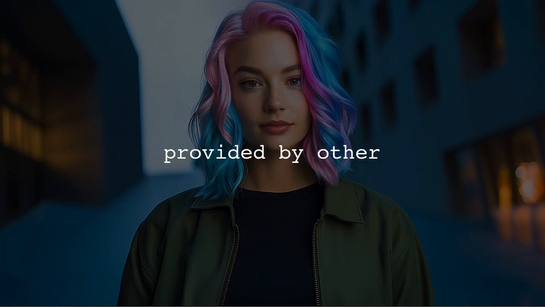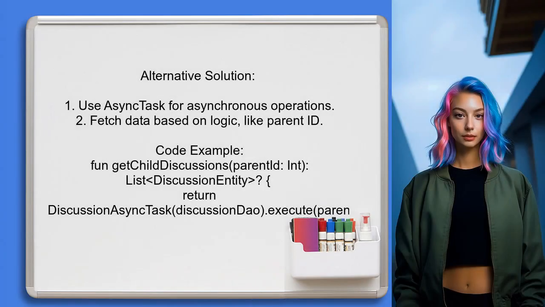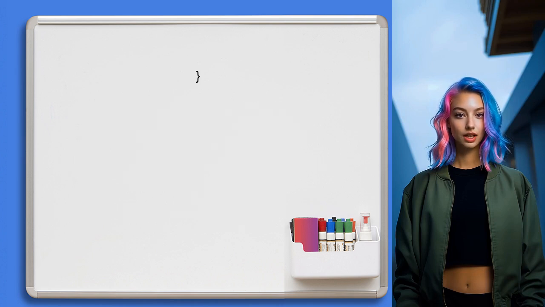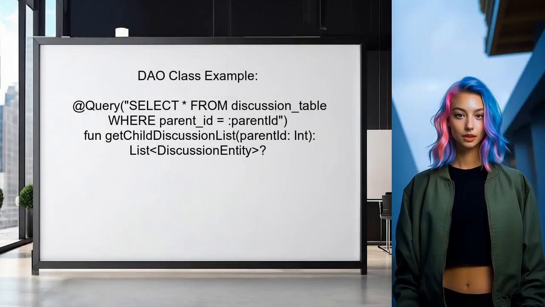Now, let's look at the answers provided by other users. An alternative approach suggested by a user involves using async task to handle asynchronous operations. In their example, they fetch child comments based on a parent ID from the database. This method allows you to retrieve data without blocking the main thread. In the DAO class, the user defines a query to get child discussions based on the parent ID. This allows for efficient data retrieval while keeping the UI responsive.